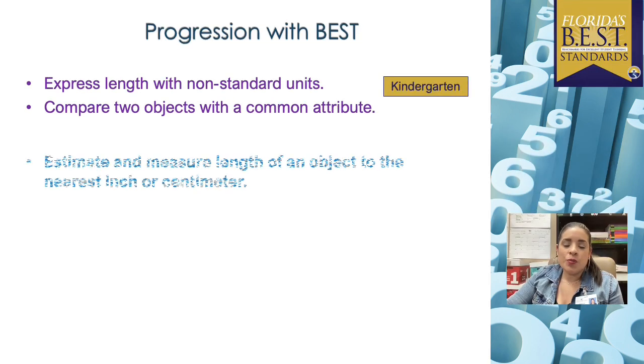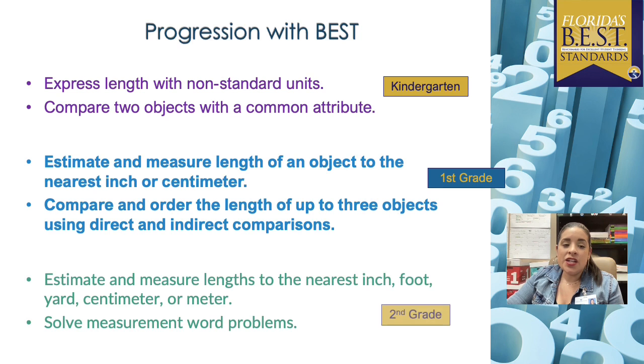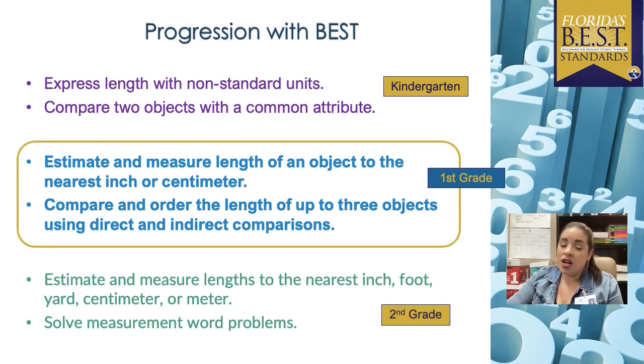First, let's dive in with the progression of the standards. In kindergarten, students expressed length with non-standard units and they compared two objects with a common attribute, such as length. In first grade, students are going to estimate and measure length to the nearest inch or centimeter. They're also going to compare and order the length of up to 3 objects using direct and indirect comparisons, and we'll take a look at what the difference between those are. This is going to prepare them for second grade when they measure and estimate lengths to the nearest inch, foot, yard, centimeter, or meter, and they begin to solve measurement word problems.